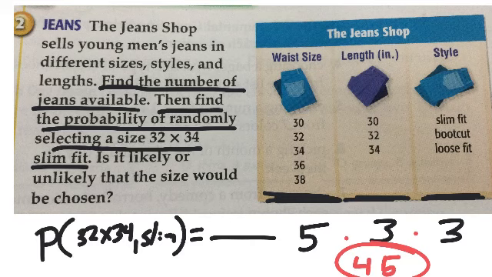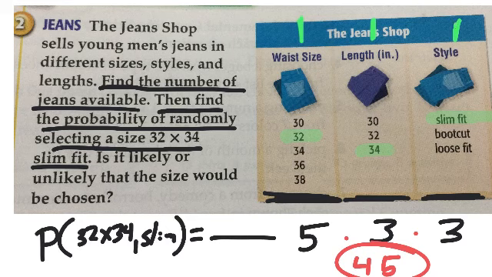Okay, so here's a new way we can count that. So first I got to choose the waist size. I need the waist size to be 32. So how many different ways can I pick a 32? There's only one. So I've got one way of choosing a 32. Now then the length needs to be a 34. So how many ways do I have to choose that? One. And then the style needs to be slim. How many ways do I have to choose that? One.